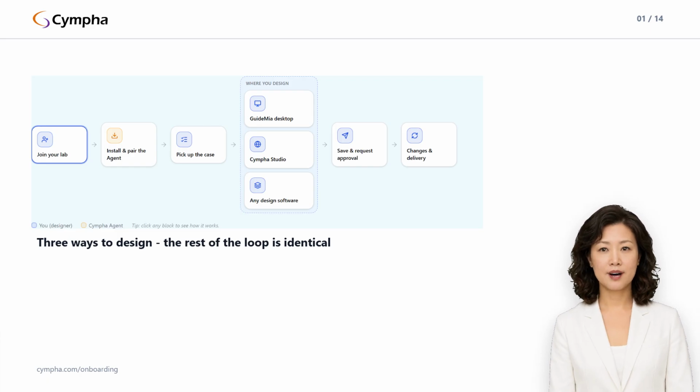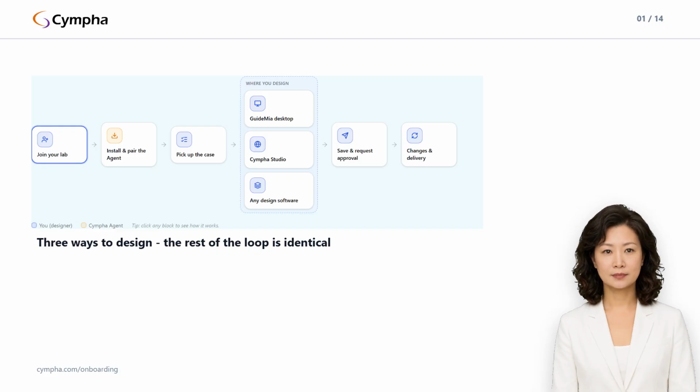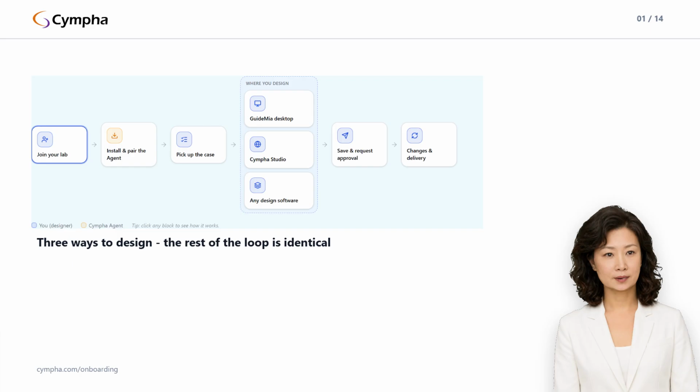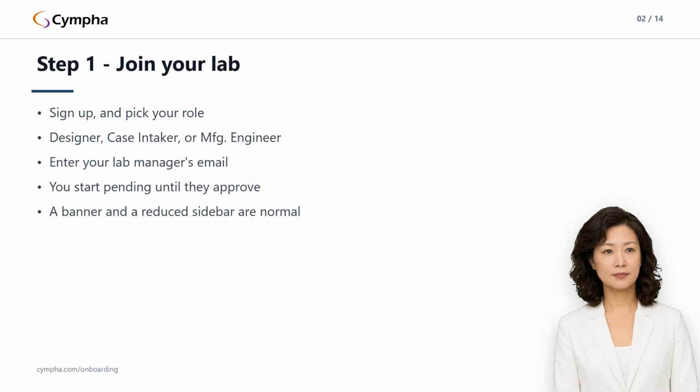The branch is at the design step itself, and the 3 branches are a Guide Mia desktop application, Cympha Studio in the browser, or any other CAD you already own. They rejoin immediately. Everything before the fork is getting the right files and the right brief in front of you. Everything after is getting the result back and handling what the doctor says. So the part where your expertise lives is deliberately the part Cympha has fewest opinions about, and that is why you are not asked to abandon a tool you are already fast in.